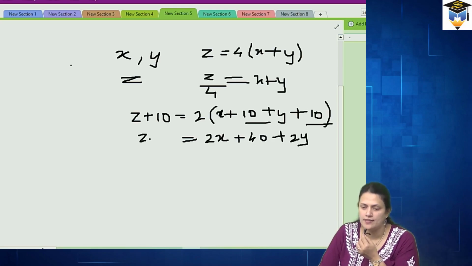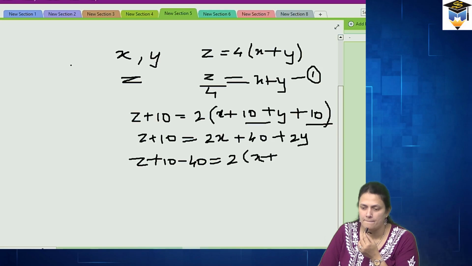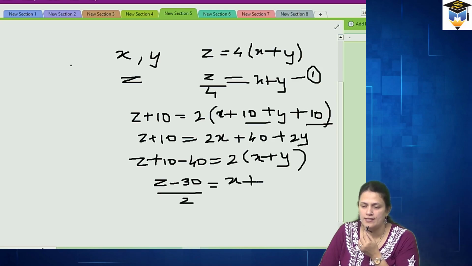So that is z plus 10. We have this first equation, x plus y is equal to z by 4. So what I'm going to do over here is z plus 10 minus 40 is equal to 2 times x plus y. So if you see here, it will become z minus 30 upon 2 is equal to x plus y. This is our equation 2.